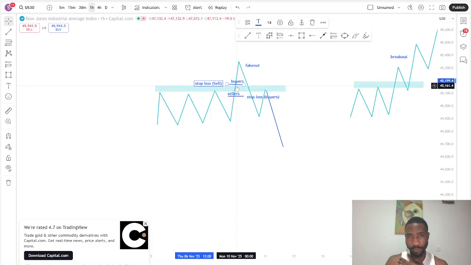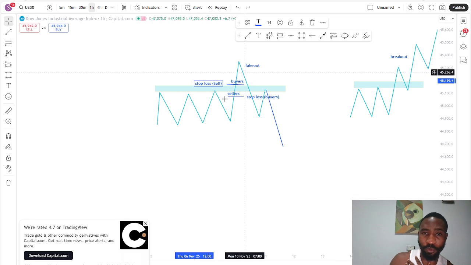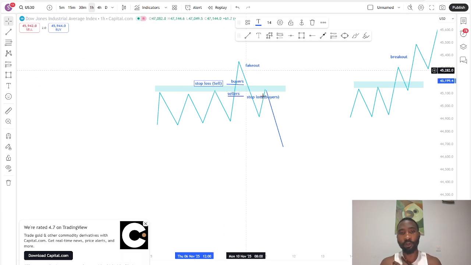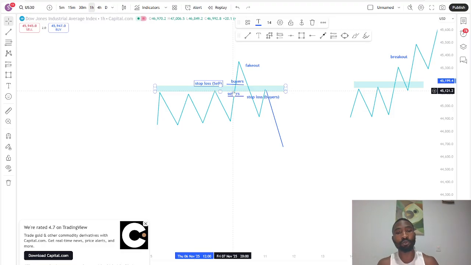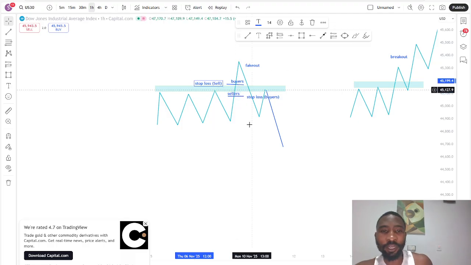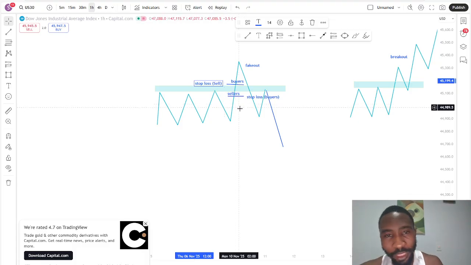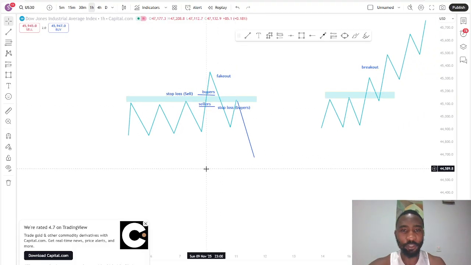Remember, they bought here. So this area is what we call liquidity. We call it liquidity because liquidity is where there is money. And the market wants to grab money in that place before it actually does what it wants to do. So your job as a trader is to be able to identify all these things in real market time. I just explained what fake out is, what breakout is, and what liquidity is.